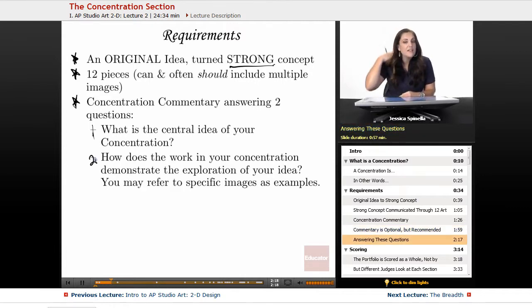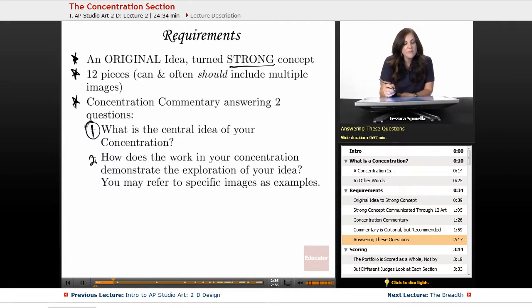All right, now when you answer the first question, what is the central idea of your concentration? It's important that you don't get too wordy. I would limit it to no more than 3 sentences, and you can even be really simple. The central idea of my concentration is blah, blah, blah, and that is fine. It doesn't have to go on and on and on.